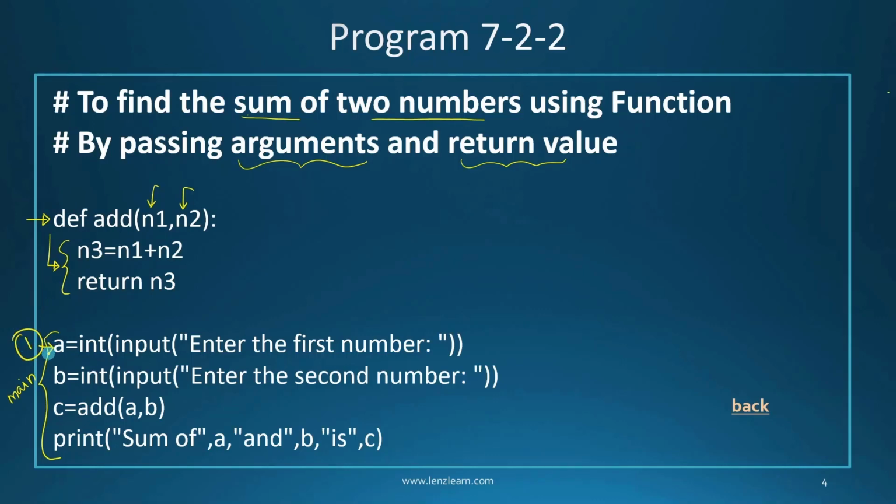So now you see your interpreter will start from here. So this is the first line that will be executed. Now I have to enter the value, so I will enter 10. So 10 will be stored into A. Now it will ask for the second number. I will enter 20. Now 20 will be stored into B.